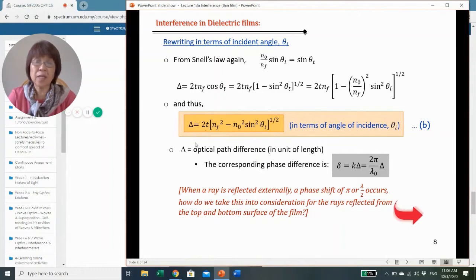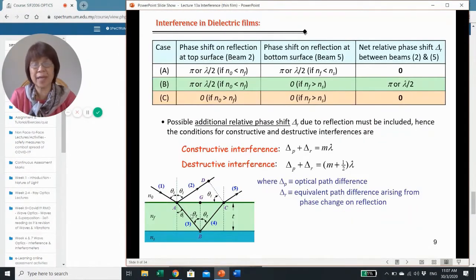So now if you want to convert this path difference into phase difference, the phase difference is related to the path difference through a factor k, which is the propagation constant or wave constant. So this is equal to 2 pi over lambda 0. Lambda 0 represents the wavelength in air. So substituting this, we then multiply that. And besides that, now if you look at the beam, let me see, I have the diagram here, yeah.